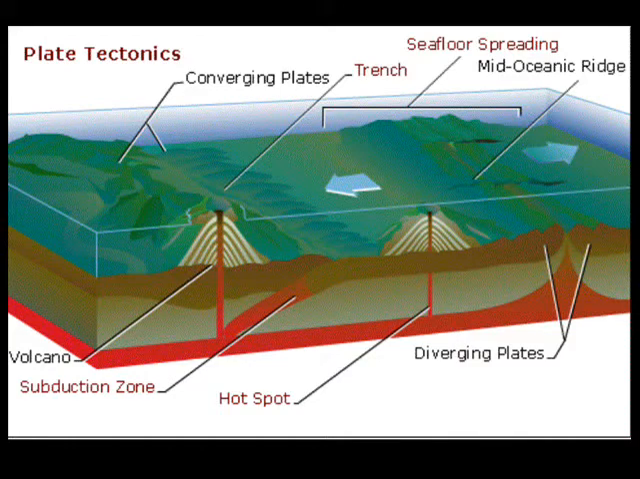A hotspot is a concentration of heat in the mantle capable of producing magma, which rises to the Earth's surface. The Pacific plate moves over a hotspot. One example of a hotspot is in the Hawaiian Islands.